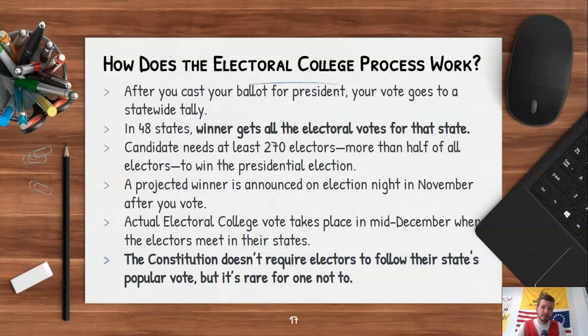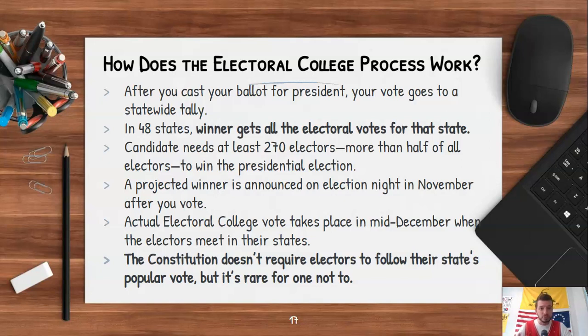So in 48 states, the winner of that popular vote gets all of the Electoral College votes for that state. So, for example, in the 2020 election, then President Trump won Missouri, and so all of Missouri's 10 electoral votes went to President Trump. Whereas California had 55 electoral votes at that time, and soon-to-be President Biden won California. So all of California's votes went to President Biden. That's called a winner-take-all system.